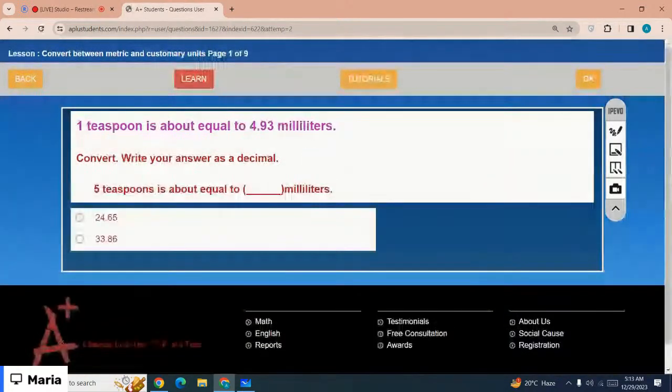Okay, that's the one we just did in the tutorial. 1 teaspoon is about equal to 4.93 milliliters. So 5 teaspoons is equal to 5 times 4.93, right? The correct option is 24.65. Option number 1 is the correct option.